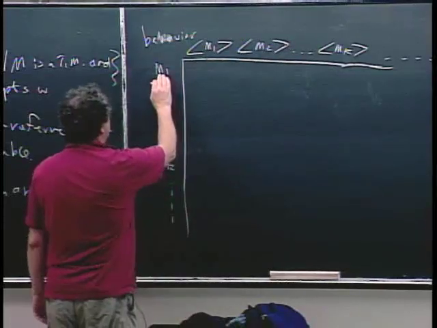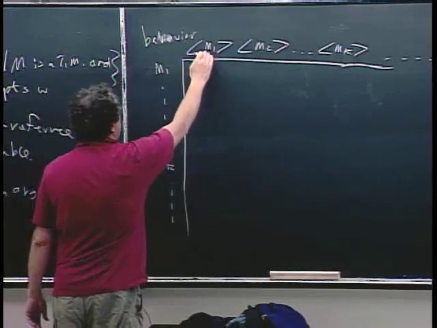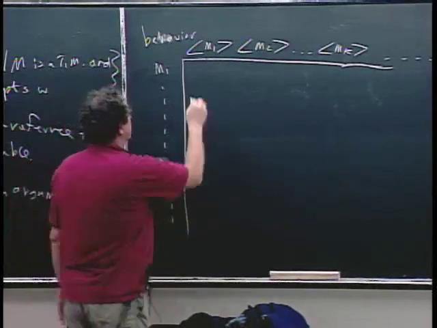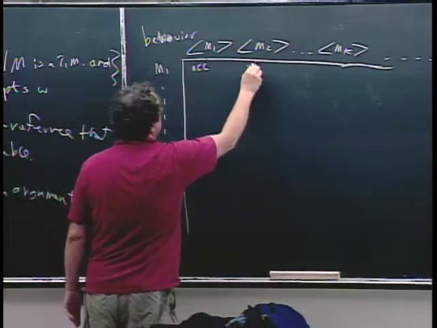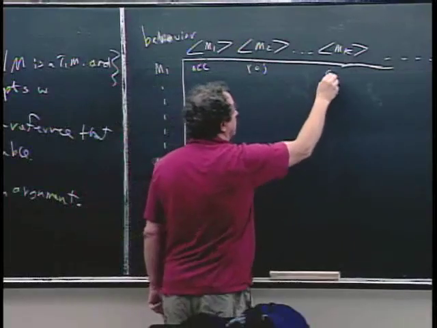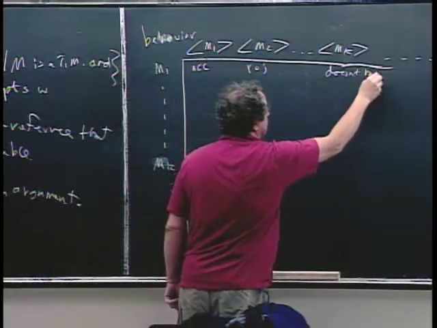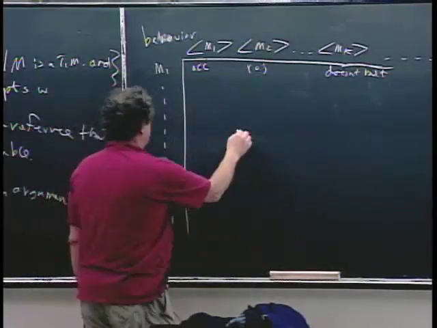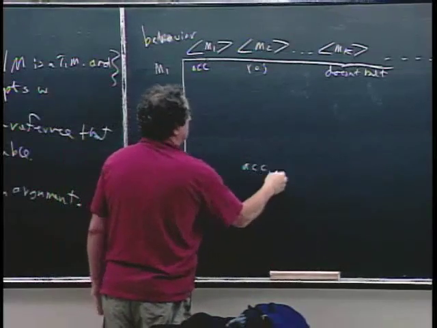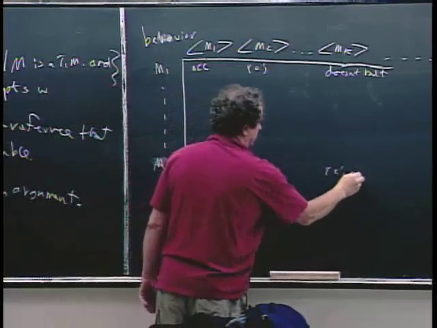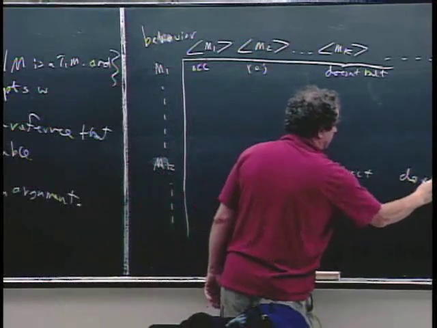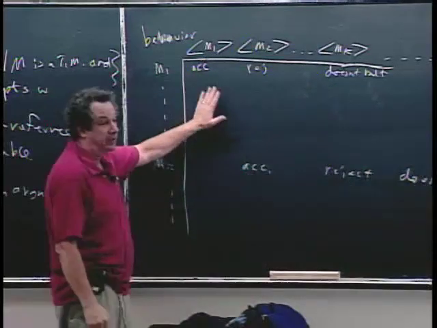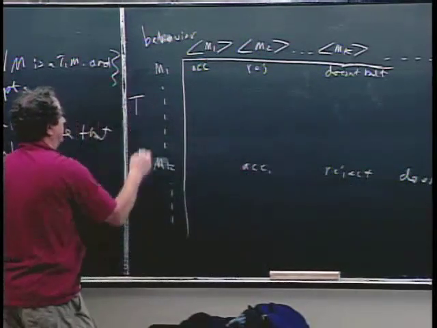And so then you can say, well, what does M1 do on this particular input? Well, it either accepts, rejects, or doesn't halt. So accept, maybe on M2 it rejects, on MK it doesn't halt. Okay, and so those are the three possibilities, and this table is filled out with all sorts of accept, reject, doesn't halt. It's all filled out like that, right? Okay, so this is the first table, and maybe I'll call this table T.